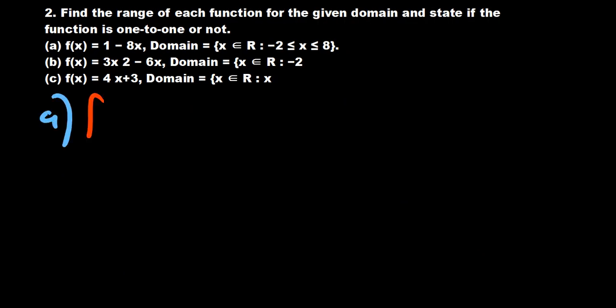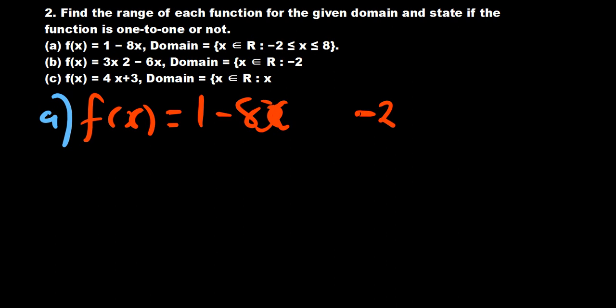We're saying f(x) = 1 - 8x, and they've given you the domain. The domain for this one is all real numbers, but x is between -2 and 8, like that. This is our domain. So we're told to find the range.